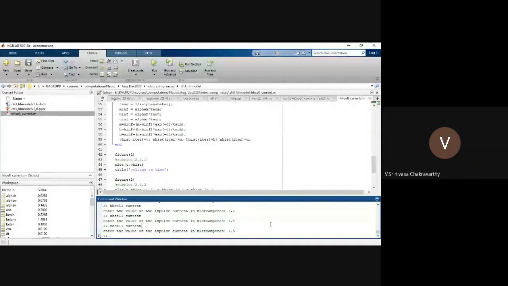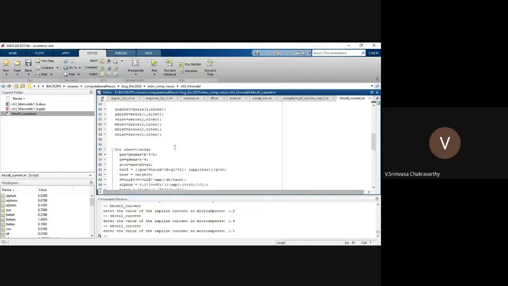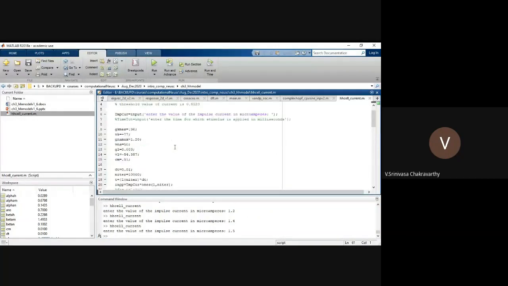The MATLAB window? Yes. Okay. Yes. So now this code is called HH cell current.